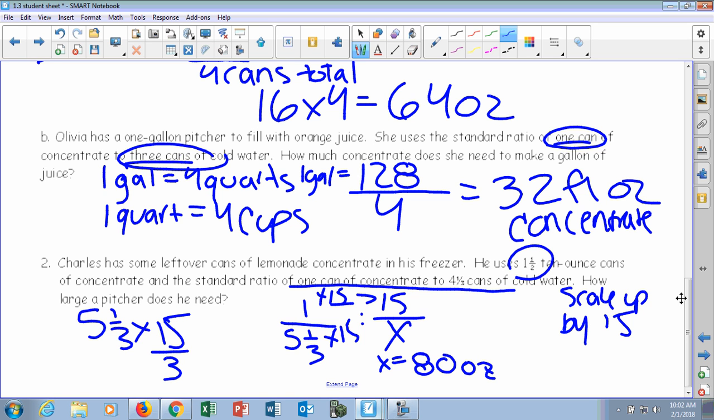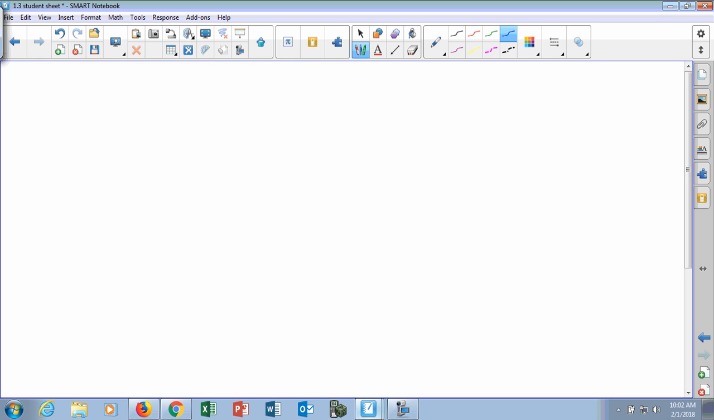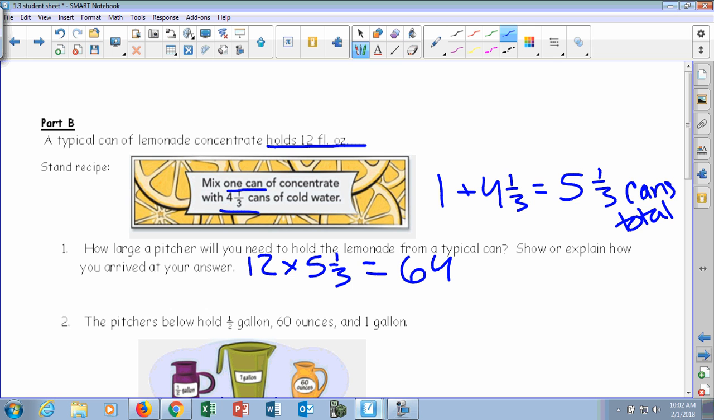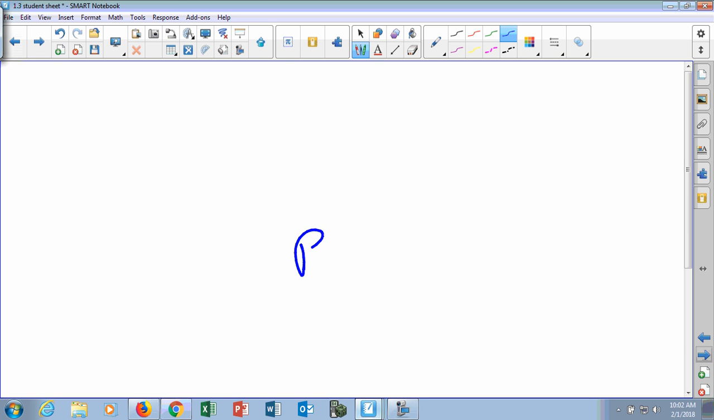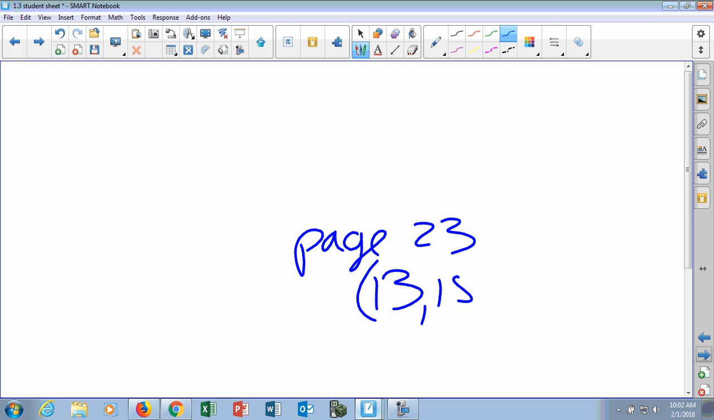And here is our homework. Oh, I'll write it for you. Page 23, questions 13, 15, and 17 on page 23. That is our homework. That is due tomorrow.